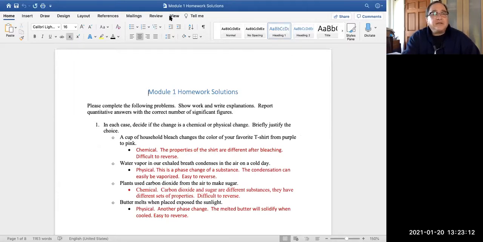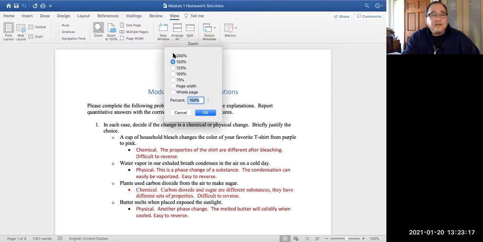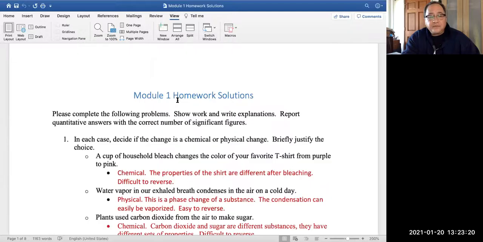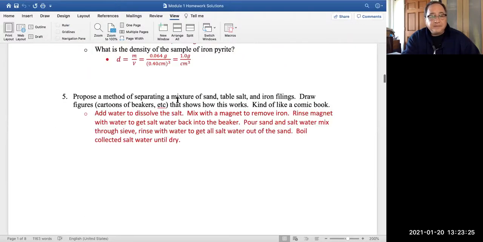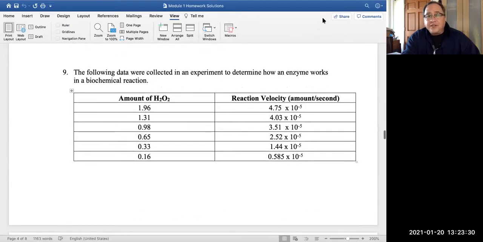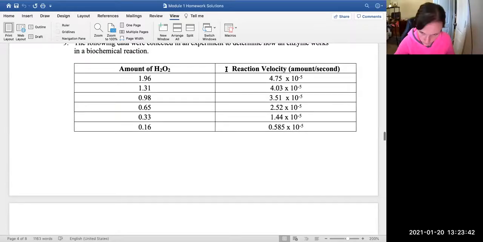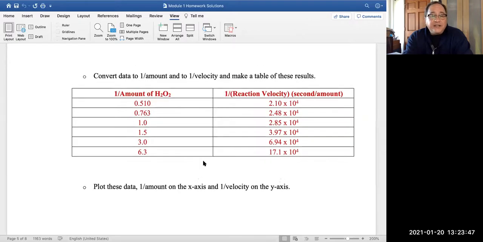Let's see, where's the view? Zoom. We'll make it 200%. Okay, so I'm going to scroll to number 9. Okay, so there's the information. Does everyone see the information from number 9 on your screen? Okay, great. So this is the information as copied from the problem. And when I scroll down, you're going to see the values that I get for each of these.